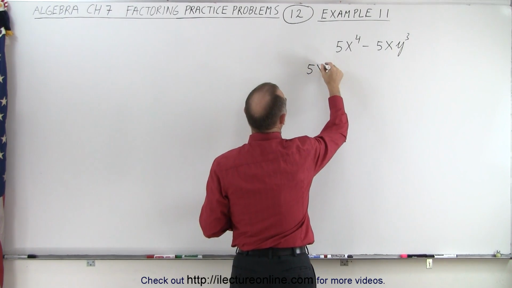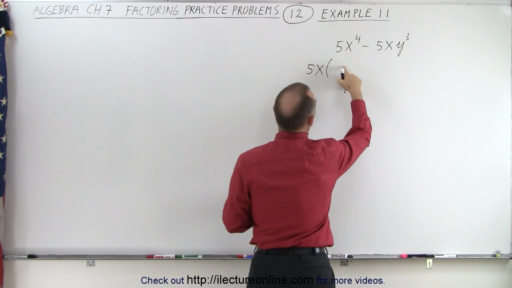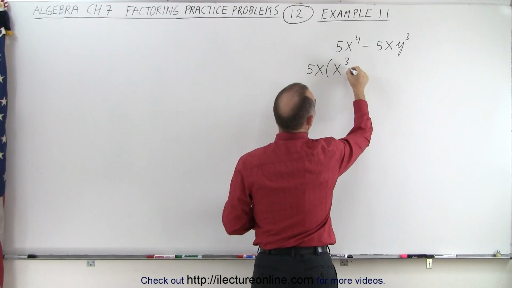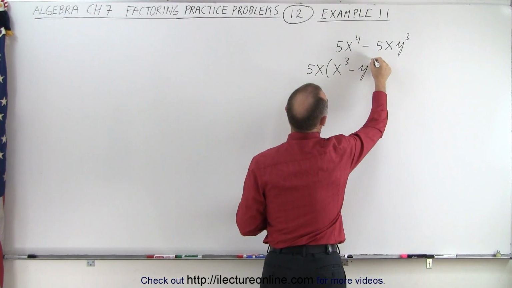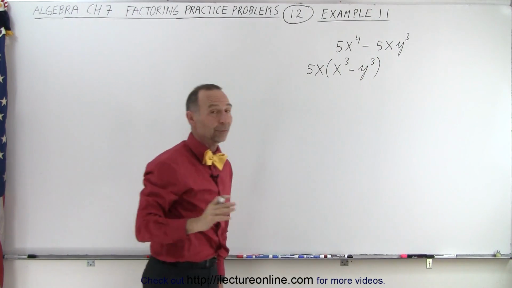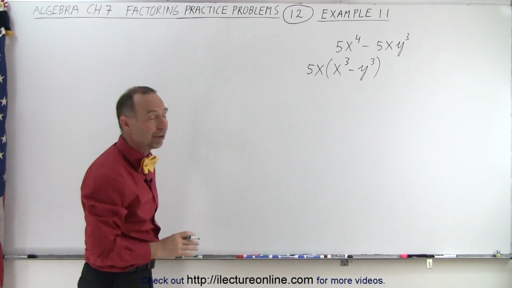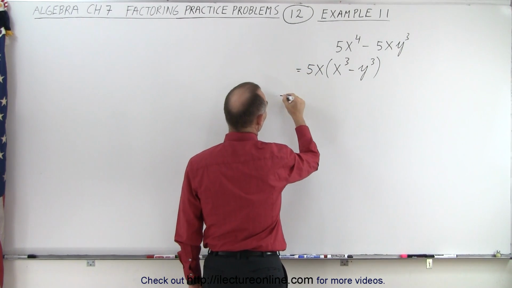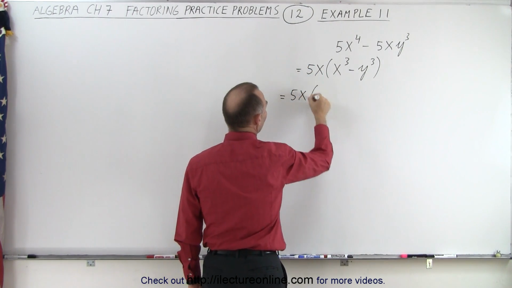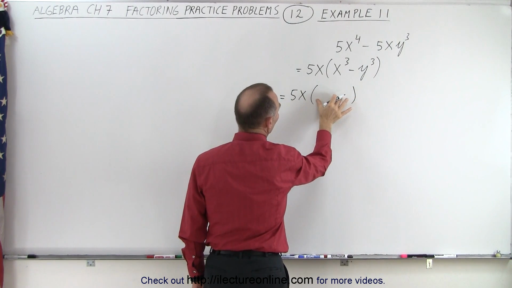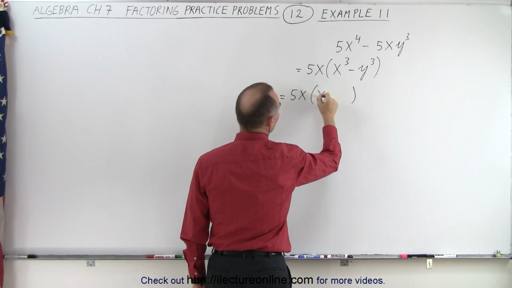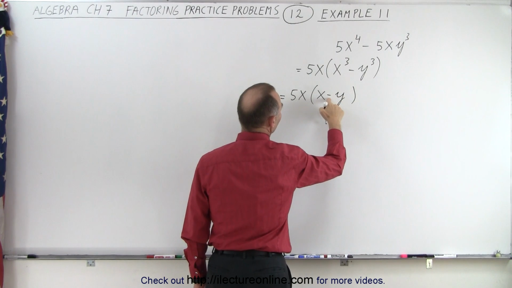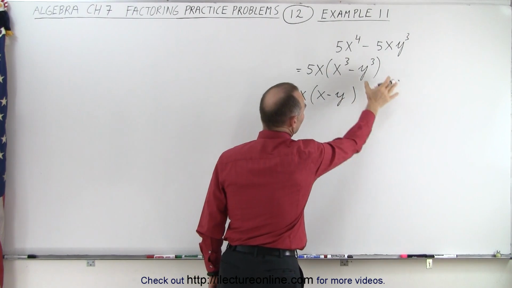So 5x becomes the common factor, so we're left with an x cubed for the first term minus y cubed for the second term. And then right away you see now we have the difference of cubes, and we should remember how to factor it out. So this becomes 5x times, on the first binomial, we get an x minus y. So the only negative sign is on the first binomial. Everything else after that will be positive.